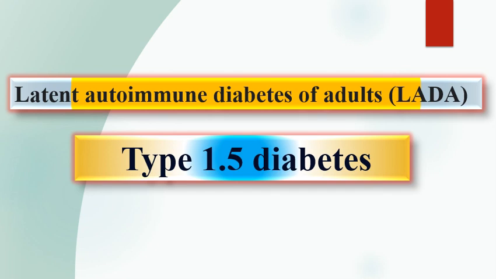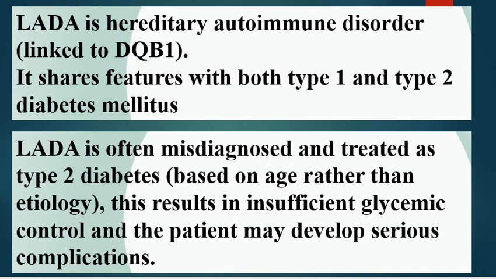In this lecture, I'm going to talk about latent autoimmune diabetes of adults, or LADA, and also sometimes it is known as type 1.5 diabetes. So LADA is a hereditary autoimmune disorder linked to DQP1.